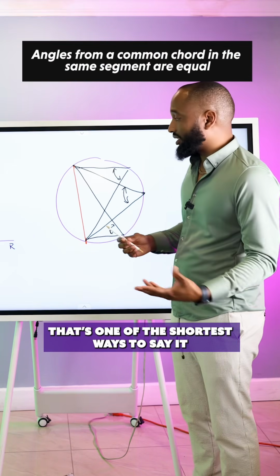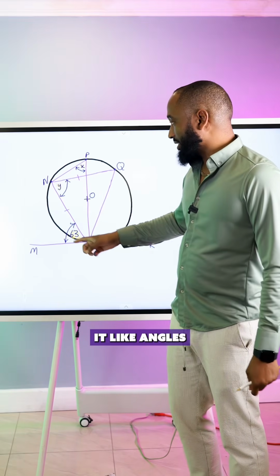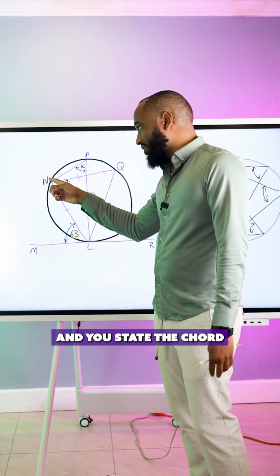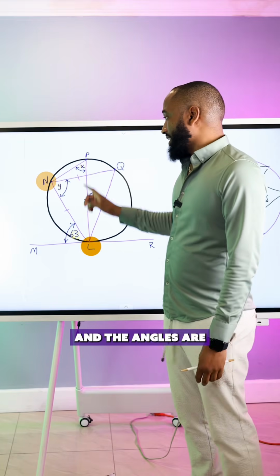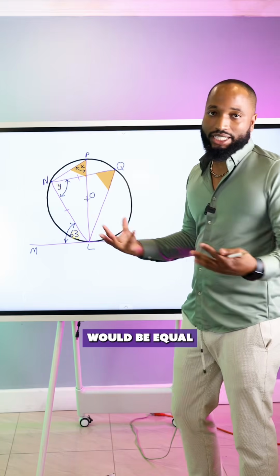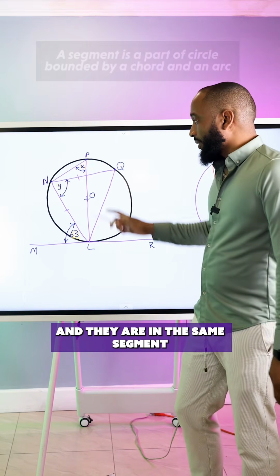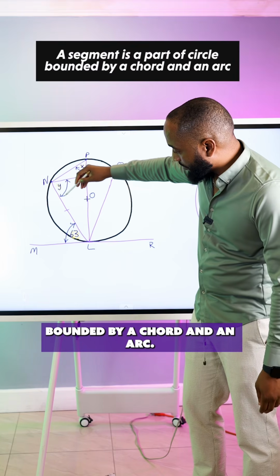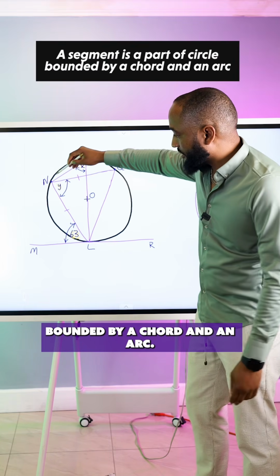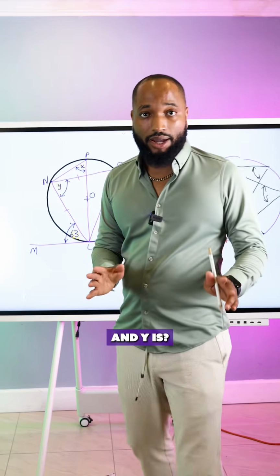That's one of the shortest ways to say it, and as you identify the angles, for the exam, you'll write it like angles from a common chord, and you state the chord NL, and the angles are NPL and NQL. NPL is labeled X, would be equal because they came from the common chord and they are in the same segment. A segment is a part of a circle bounded by a chord and an arc. Major segment, minor segment.